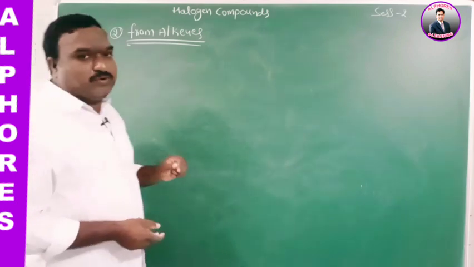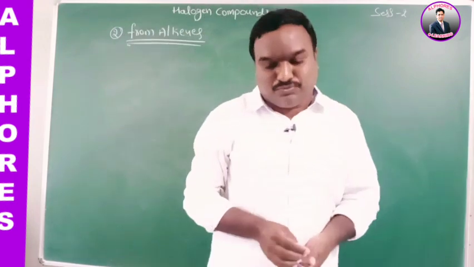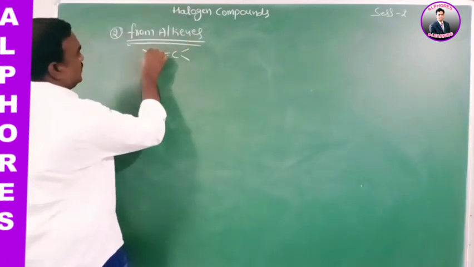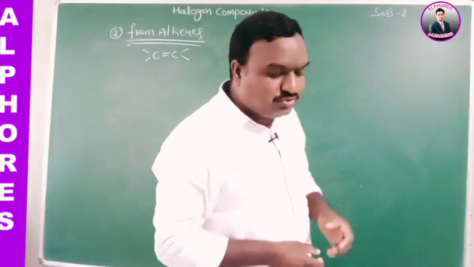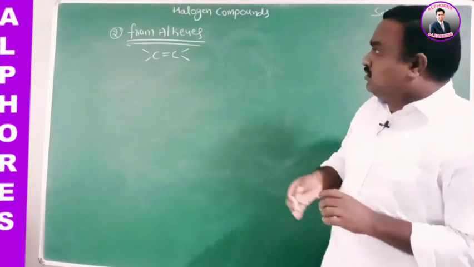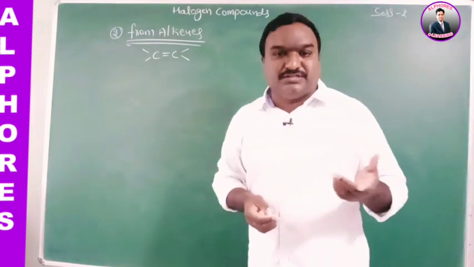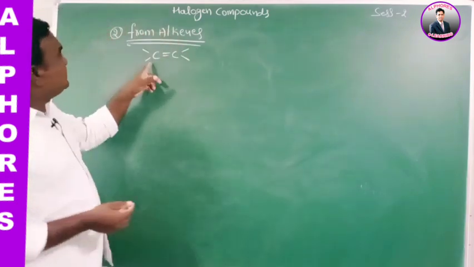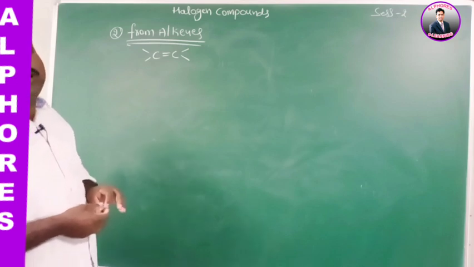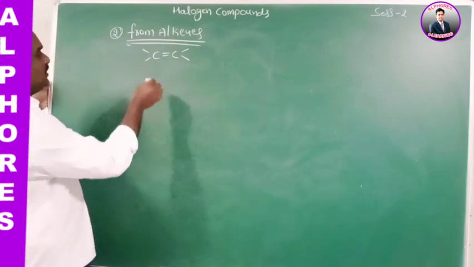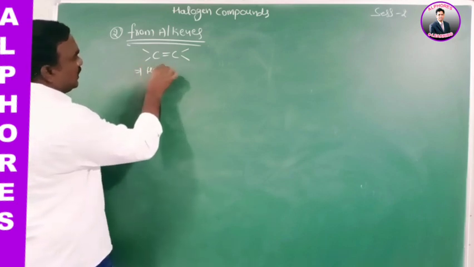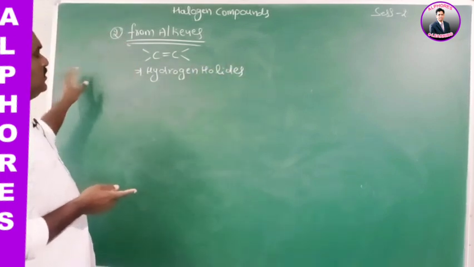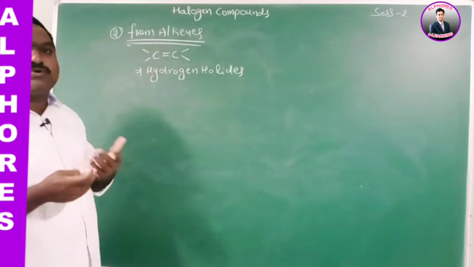Preparation of halogen compounds from alkenes. Alkenes are unsaturated compounds. The compounds which carry the C double bond C functional group are called alkenes. Unsaturated compounds undergo electrophilic addition reactions. So based on electrophilic addition reactions, we can explain the preparation of halogen compounds from alkenes by using the hydrogen halides.